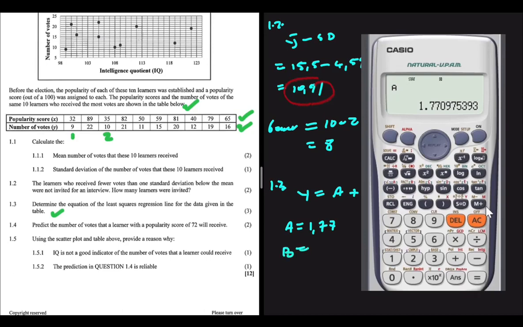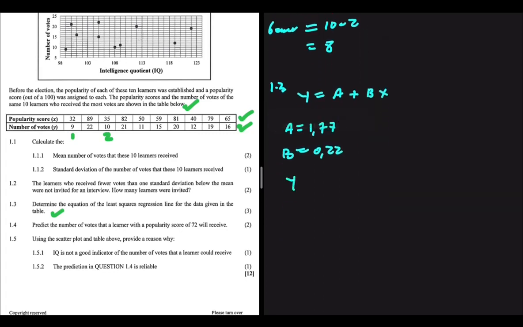If I want to find b, then it is AC, shift 1, 5, and then I'm looking for b now. That is option 2. This is equal to 0.22. So b is equal to 0.22. y is equal to 1.77 plus 0.22x. There we go, we have the equation of the least squares regression line.